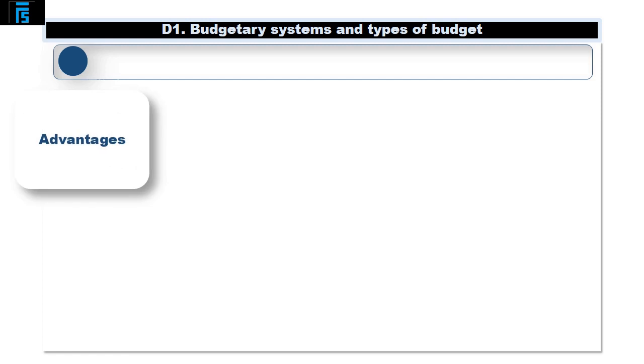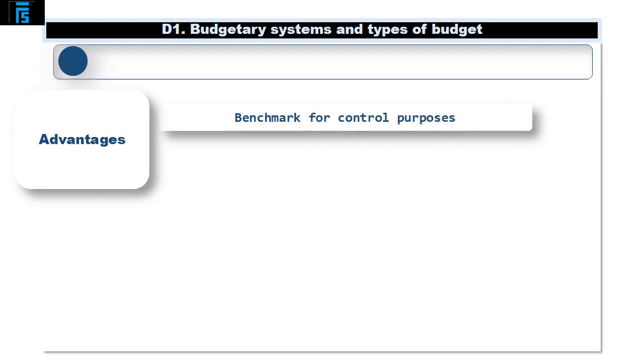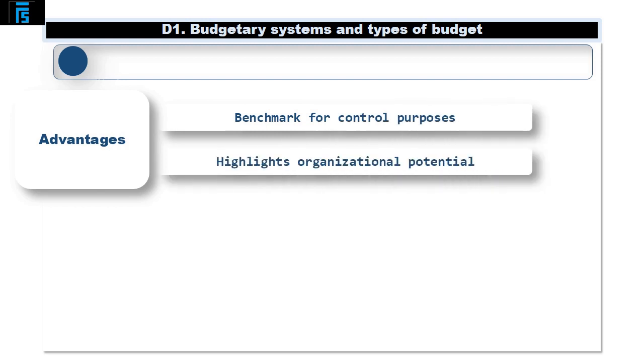There are advantages to producing a fixed budget. It provides a useful benchmark for control purposes. It illustrates what the organization can achieve given the resources available to it.